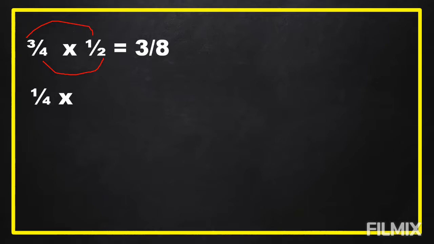Another example. 1/4 times 1/3, the answer is equal to 1/12. Okay, 1 times 1, the answer is equal to 1. 4 times 3, the answer is equal to 12. So, we get 1/12 as our answer.